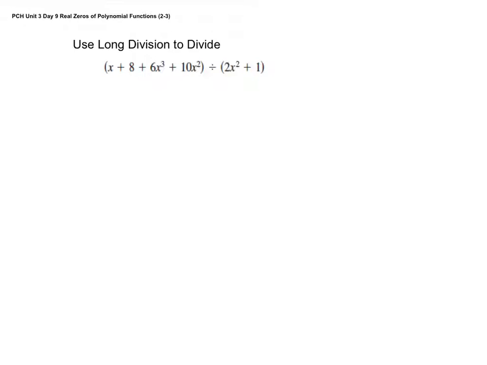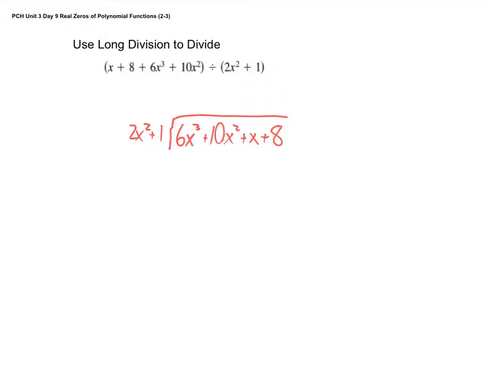Let's try another practice one here. We have a cubic divided by a quadratic. What should we do first here? Put it in order. And by order we mean decreasing degree. So put the 6x cubed first, the 10x squared second, then the x, and then the 8. And we're going to divide that by 2x squared plus 1.